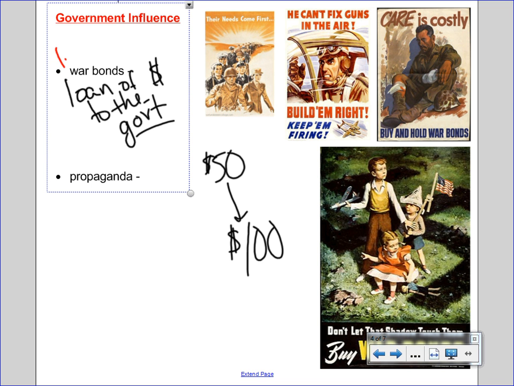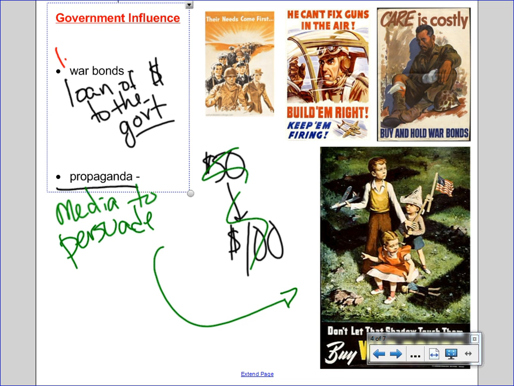Another way government tried to influence the American people was through the use of propaganda. And we know that that is any kind of media to persuade people or get people to feel or think a certain way. So if you look at all these different posters here, let's focus in on this poster first. You see 3 children, obviously here's the American flag, and they're playing with an airplane. And then what's in the shadow?